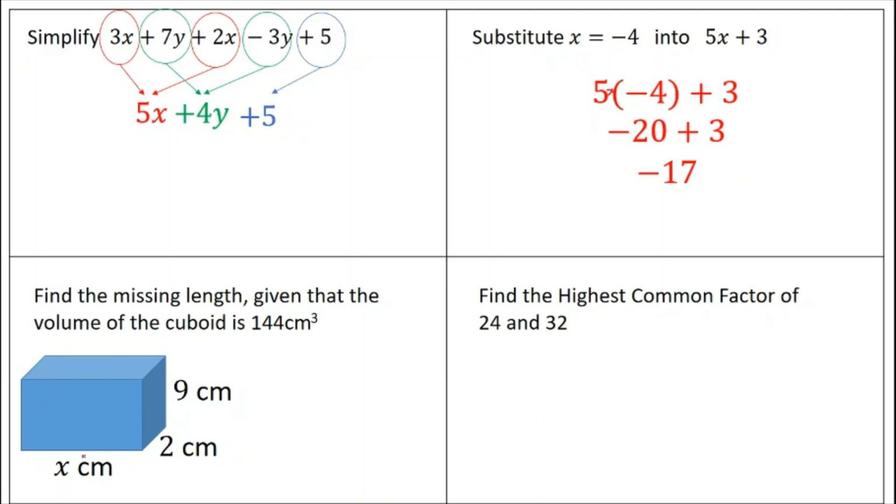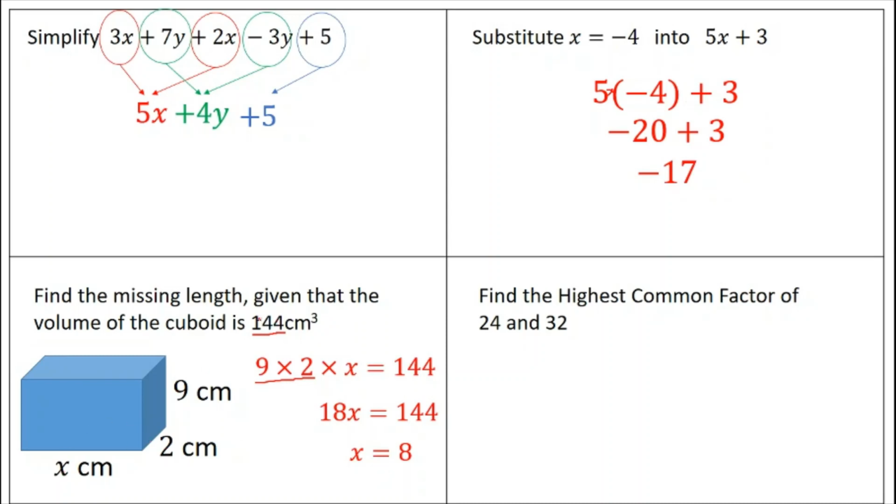For the cuboid, x times 2 times 9 would give us 144. That's how we find the volume of a cuboid. So 9 times 2 times x is 144. So 18, because 2 9s are 18, 18x equals 144, and if you divide both sides by 18, you'll find x to be 8. You can double check that by doing 8 times 2 times 9, and it should give you 144 again.